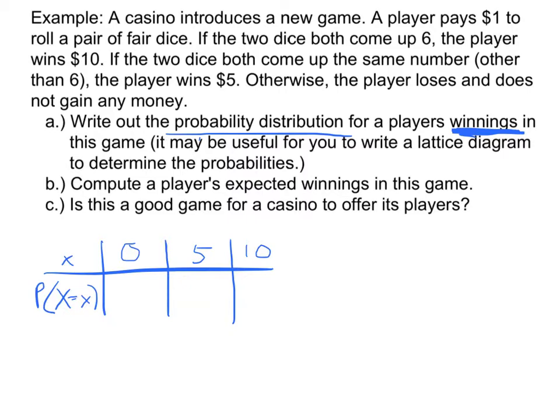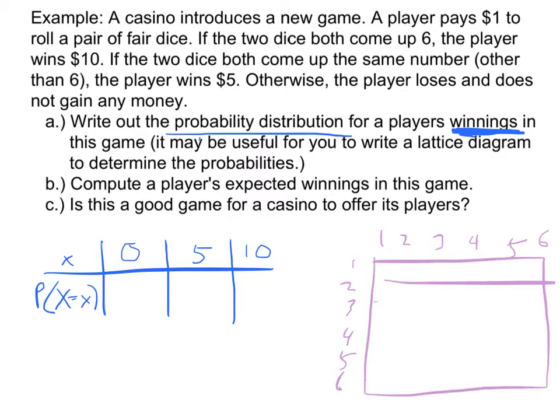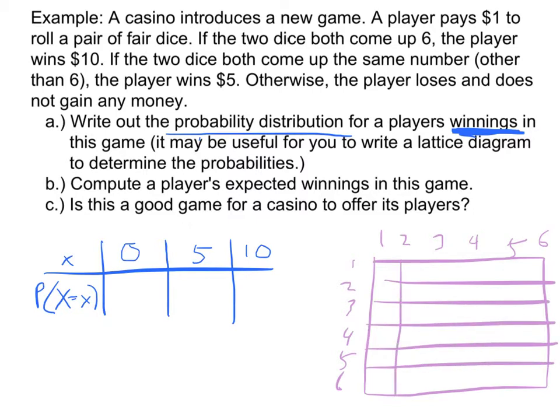All right, so I'm looking at that saying, okay, well, if I were to draw a lattice diagram, 1, 2, 3, 4, 5, 6, 1, 2, 3, 4, 5, 6. I've mentioned before, I'm not actually going to compute all of these things. All I really want to do is try to count the number of ways these things can happen. So, for instance, how many ways can you win $10? You will only win $10 down here, where you roll a 6 on both dice.